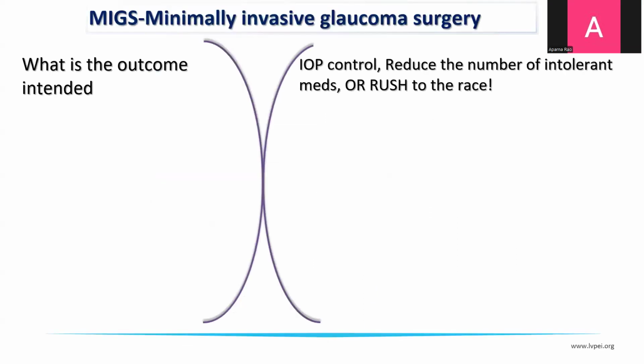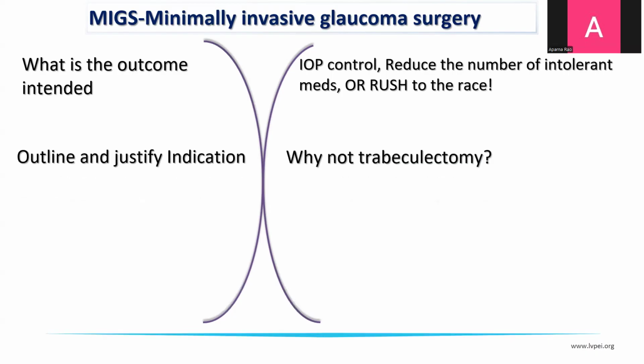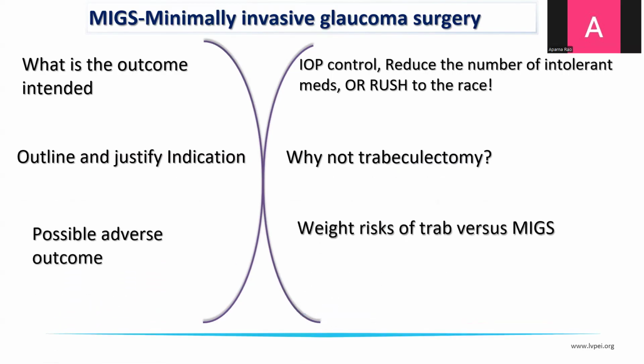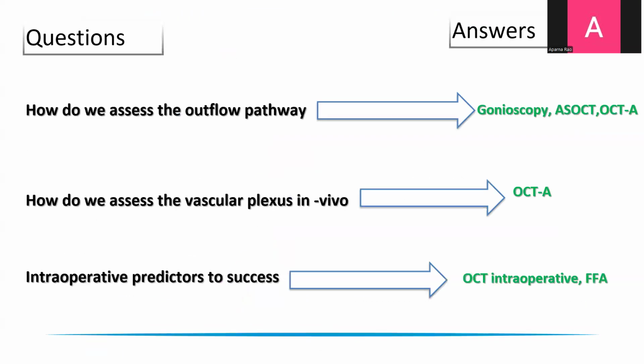We also need to clearly formulate the desired outcome indicated by the specific MIGS surgery for each patient, outline and justify the preference for MIGS over trabeculectomy versus other MIGS procedures too, weigh the possible risks involved in the procedure, and also be well informed about the best long-term outcomes of the specific surgeries in existing current literature.